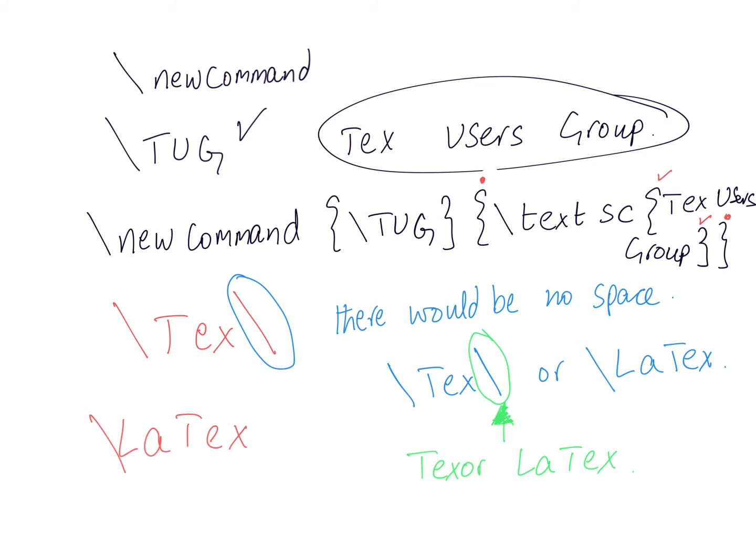But we want a space over here. We want a space here. That's why we are putting this backslash. And you can always remove that backslash and compile and see how your writing will appear, how the text will appear.